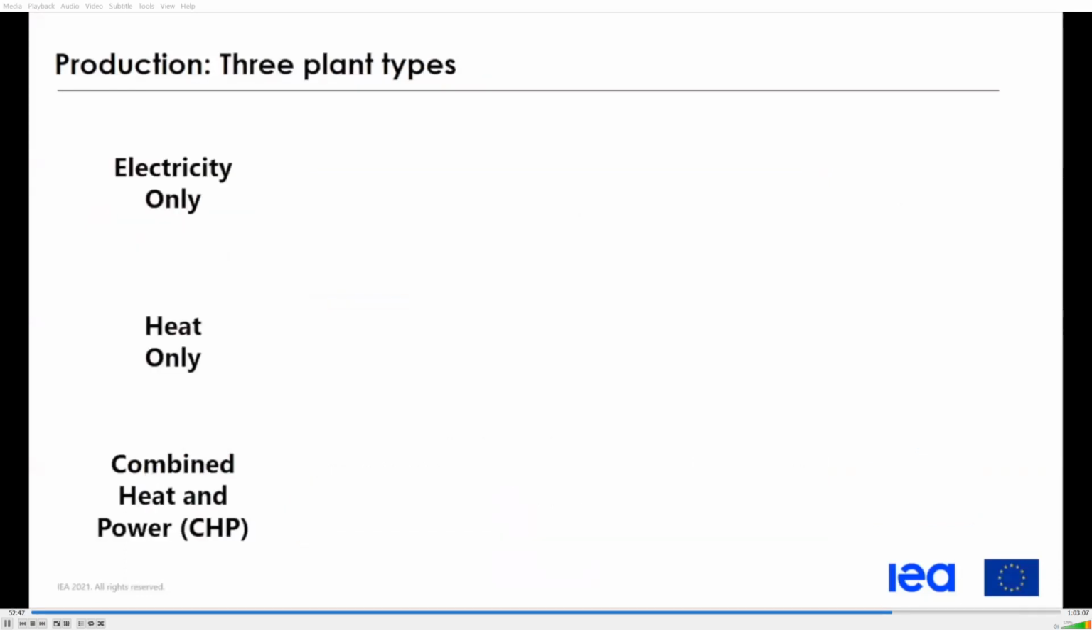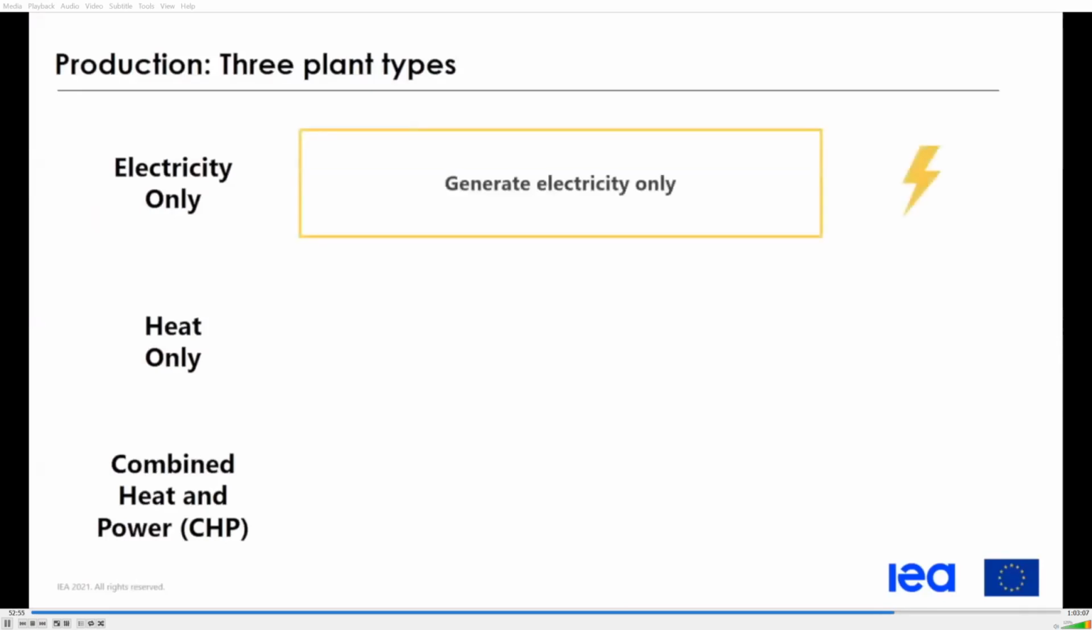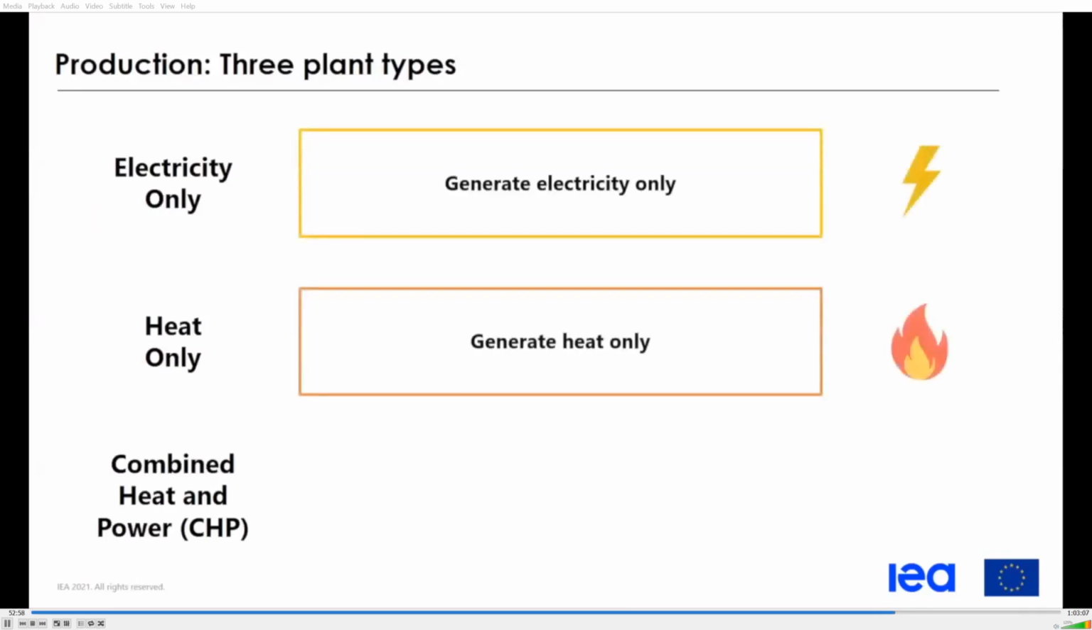Now, another distinction in the type of plants would be the type of energy that is produced at the end of it. So you have electricity only, heat only, or combined heat and electricity, which is also referred to as CHP, combined heat and power.